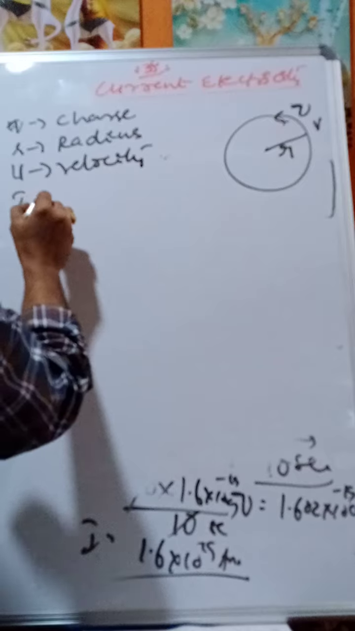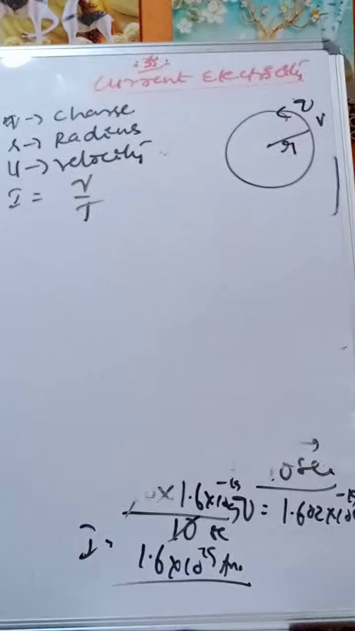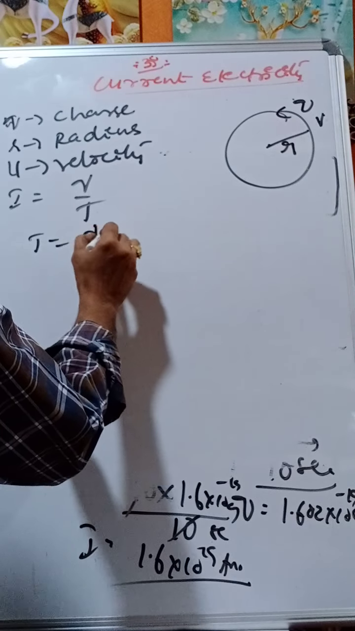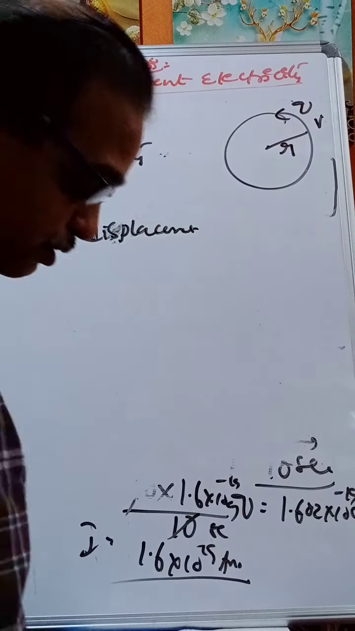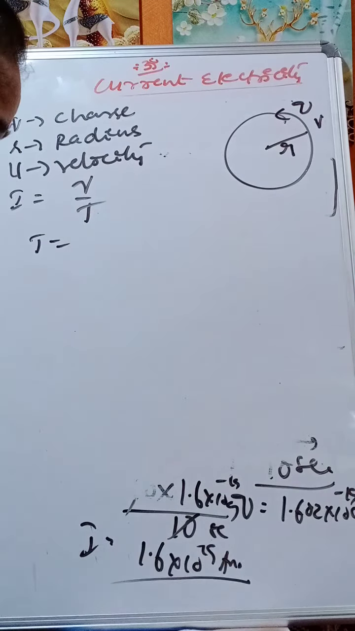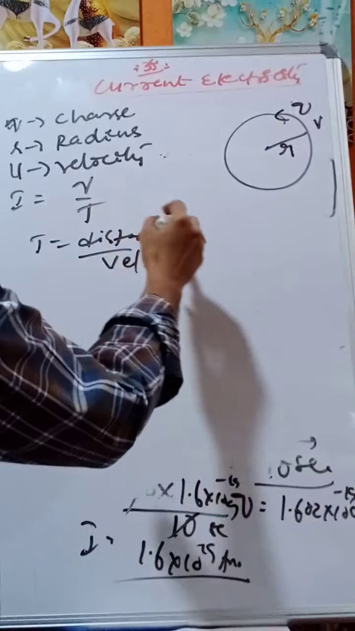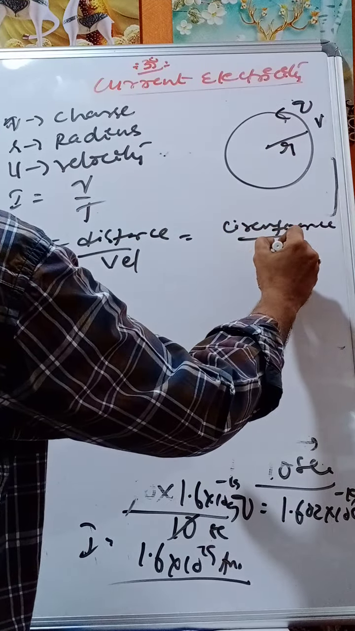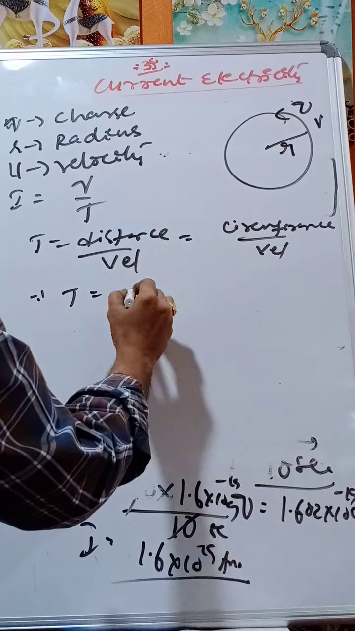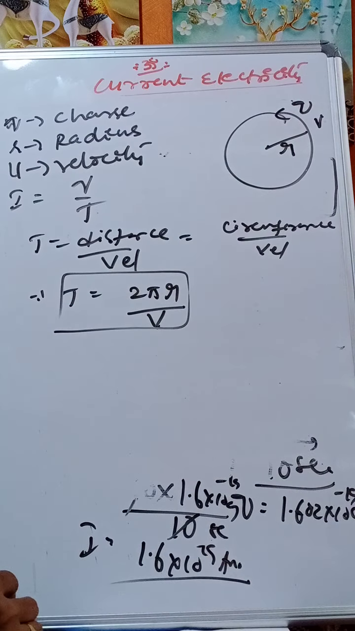Then what is the current carried? I is equal to charge by time, q by t. And how can we get the value of t here? I think you have come across this in Bohr's theory: time t is equal to distance by velocity. We can take it as distance here, no problem, so it is a scalar quantity. What is the distance there? Distance is equal to the circumference. This implies t is circumference 2 pi r by velocity v. Therefore, we got t is equal to 2 pi r by v.